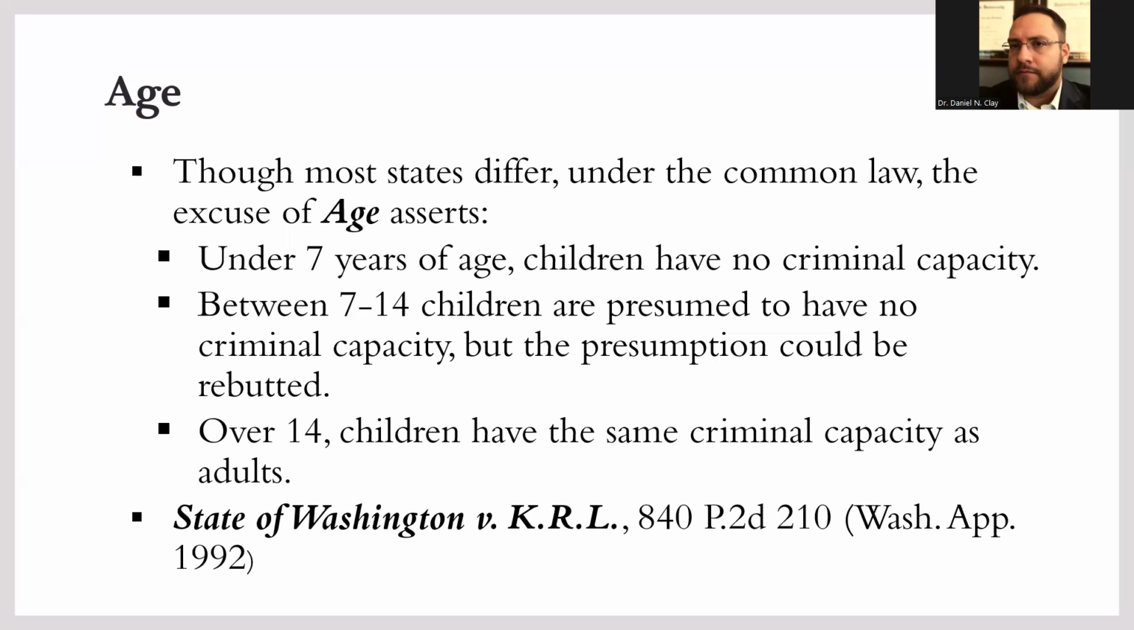But once they hit 7, right? They're presumed to have no criminal capacity, but it can be rebutted. So between ages 7 and 14, we presume that you don't have the capacity to commit a crime. However, that presumption can be rebutted. So the idea is we can prove that, well, you're actually 13 at the time you did this. You do know the difference between right and wrong. You do well in school, right? You've learned basic law in school, or you've taken social studies. Then yeah, we can charge you, right?